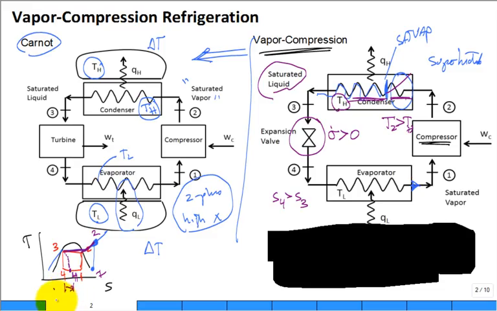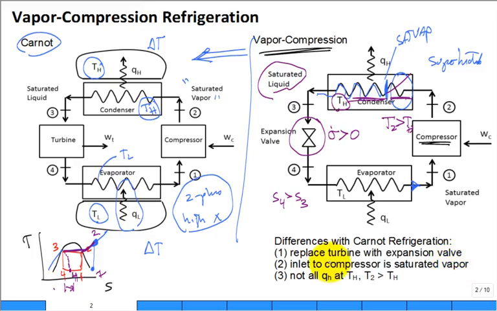S4 is higher than S3. So there you go, that's it. So what are the 3 big differences? The big difference between the Carnot and the actual vapor compression refrigeration is we don't have a turbine, we just have an expansion valve, which is irreversible.